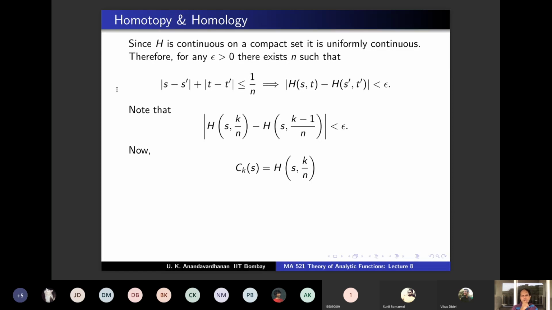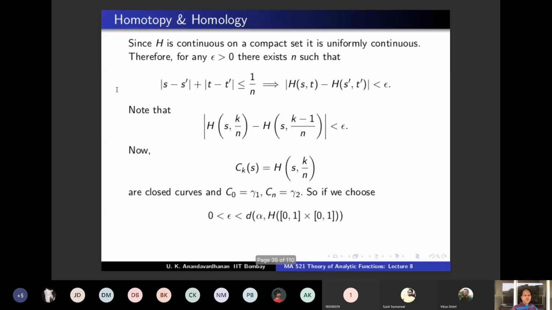So suppose you take these curves, right? These are continuous curves, no? These are the curves giving you the homotopy. So these continuous curves C k s, suppose you call H s at k by n to be C k s, then these are closed curves. And what is C 0? C 0 is the starting curve gamma 1, and C n is the ending curve gamma 2.